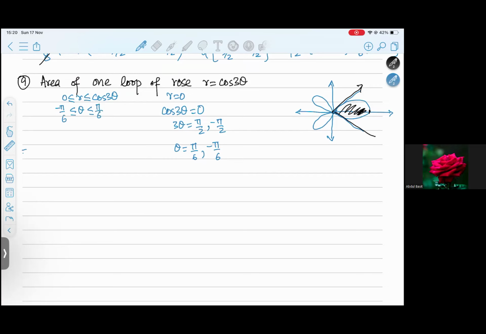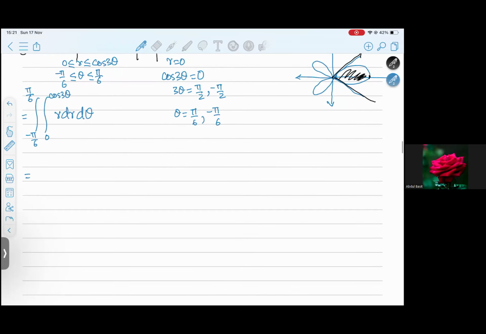Okay, rewriting this, the integral will be r dr d theta because we are finding the area. So I'll just integrate 1, and the limits of r are from 0 to cos 3 theta, and the limits of theta are from negative pi over 6 till pi over 6. Okay, you can't split this, because in the limits you have a theta term, so you can't separate r and theta. So you will have to evaluate the r term first.